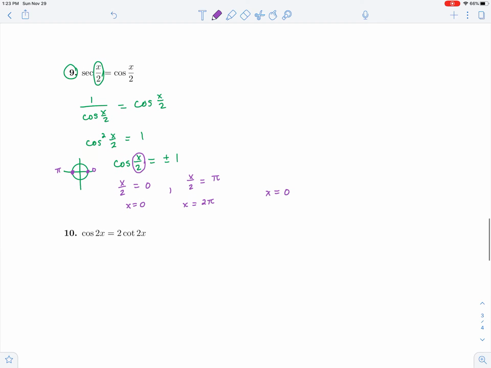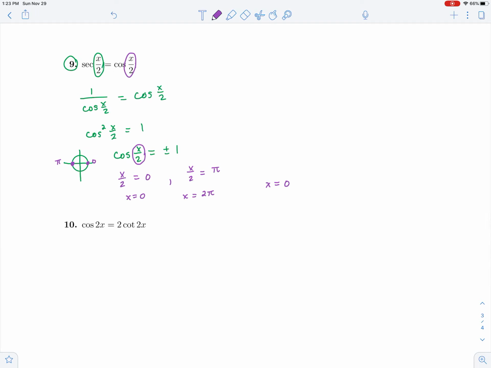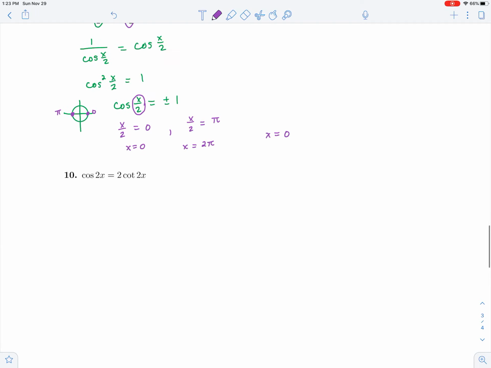When the argument is like x over 2, you don't have to worry too much about going around the circle a bunch of times. But when the argument is 2x, then you do have to worry. So if we look at this one, I'll let you solve it, but make sure you get all solutions. Because the 2x, when you solve for it, is going to end up only giving you half the solutions. So for this one, you have to go around twice. Let me show you what that looks like.